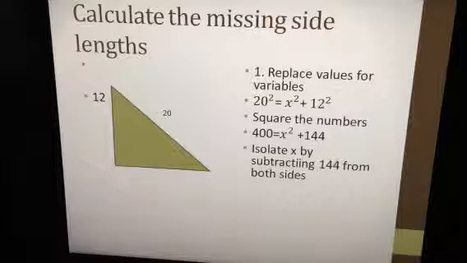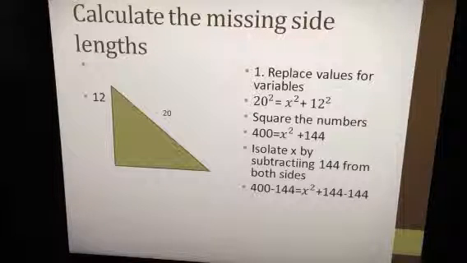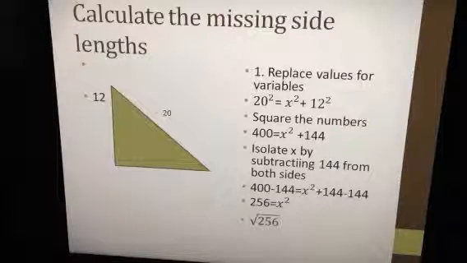Isolate x by subtracting 144 from both sides. So you'll have 400 minus 144 equals x squared plus 144 minus 144, leaving you with 256 equals x squared. And the square root of 256 is 14. So in this case, 14 will be your answer.